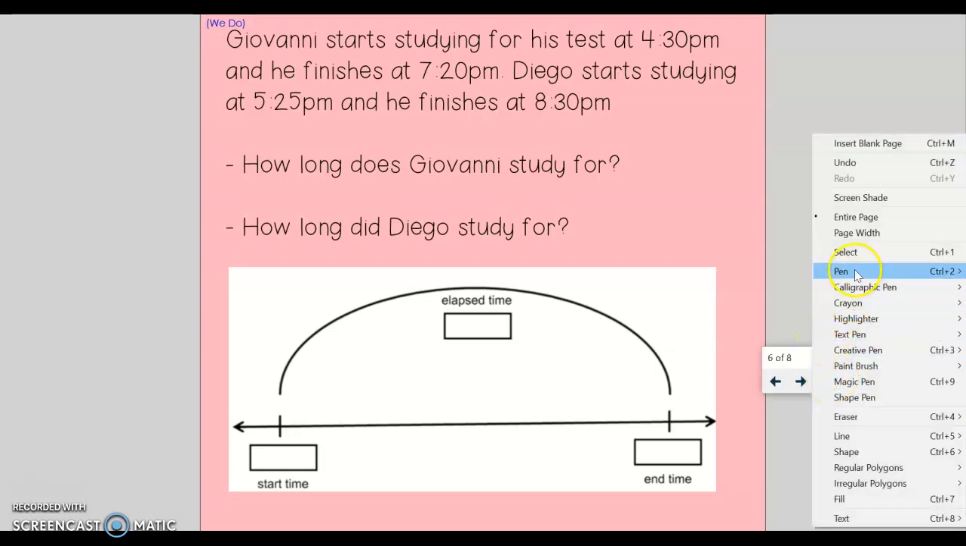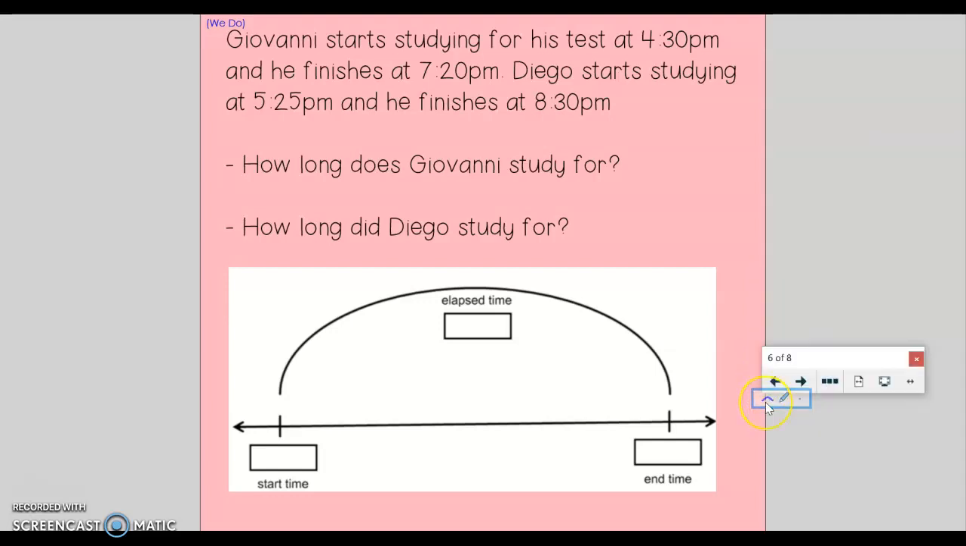All right. This one has 2 pieces of information and 2 questions. Giovanni starts studying for his test at 4:30 p.m. and he finishes at 7:20 p.m. Diego starts studying at 5:25 p.m. and he finishes at 8:30 p.m. Question number 1 says, how long does Giovanni study for? And question number 2 says, how long does Diego study for? So even though this is one question, it's actually asking me 2 parts to it. So I need to use information for Giovanni and then do another graphic organizer to use information for Diego.